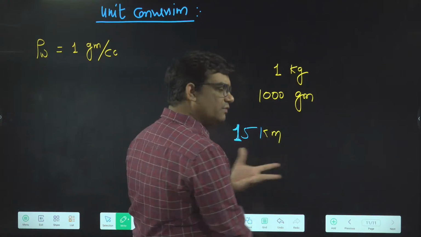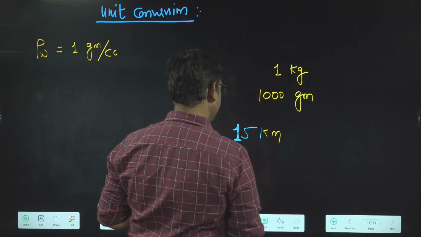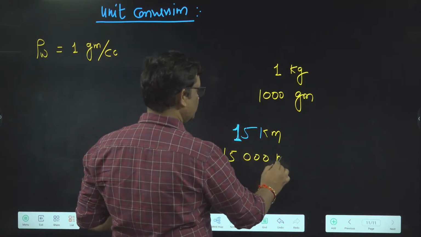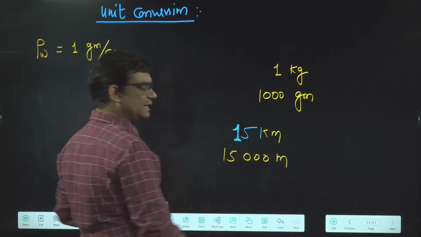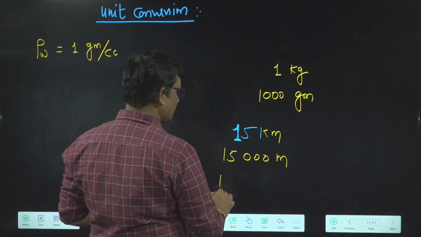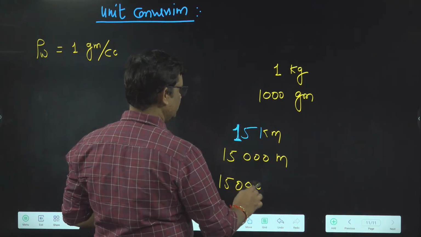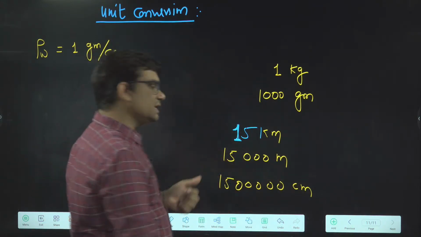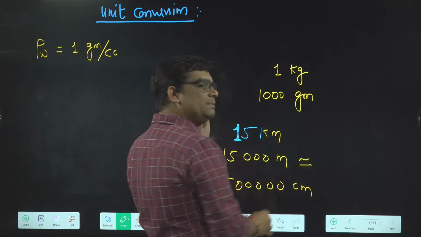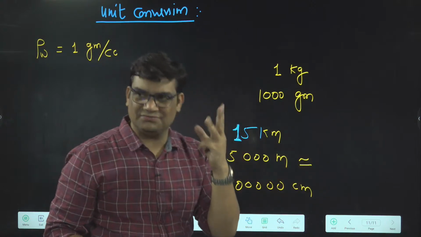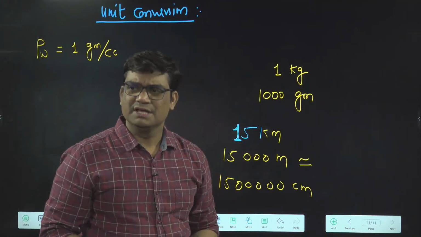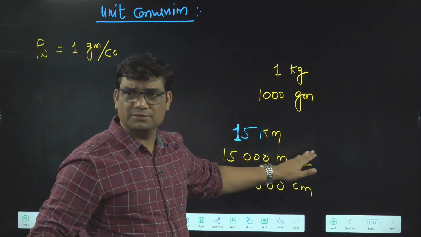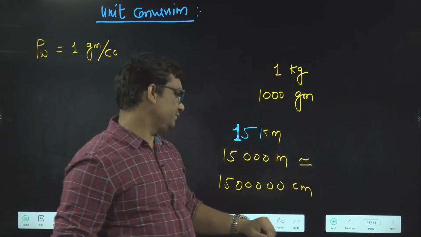Or someone can say this as 15,000 meter also. Someone can say 150,000 centimeter also. Roughly, 1 meter is approximately 3 feet, I can say 3 point something. If I say roughly 3, someone can say 45,000 pen drive.